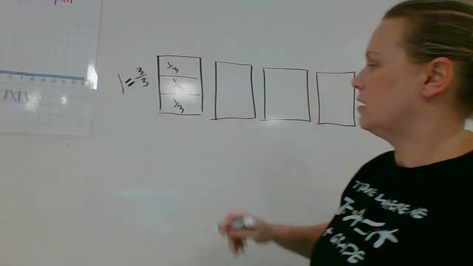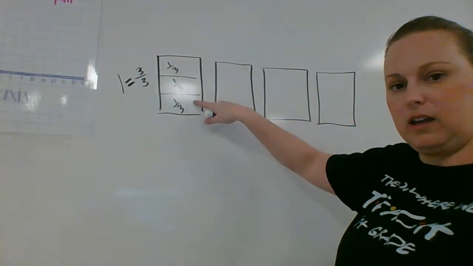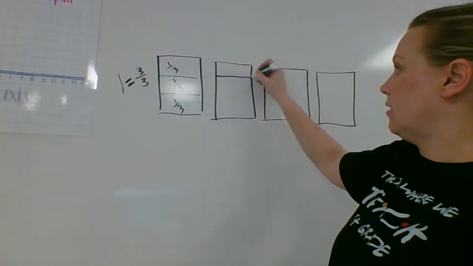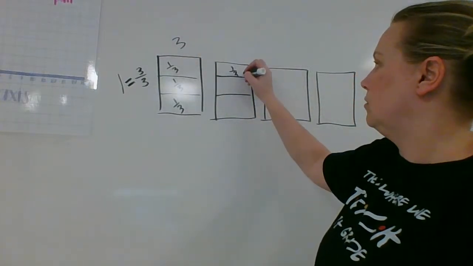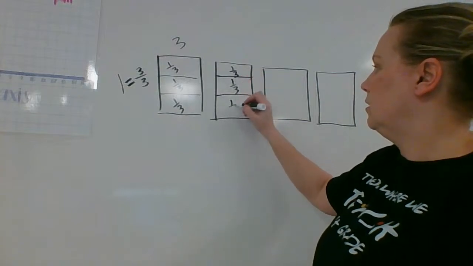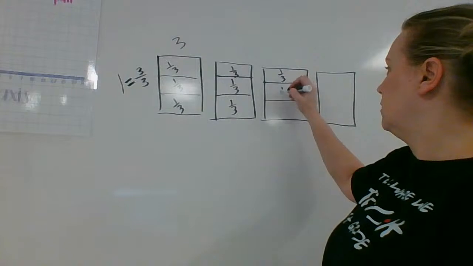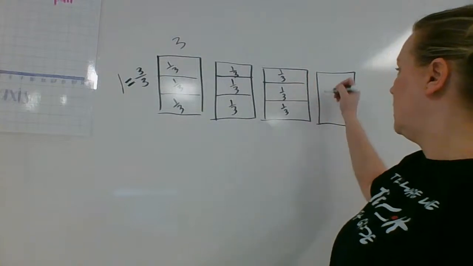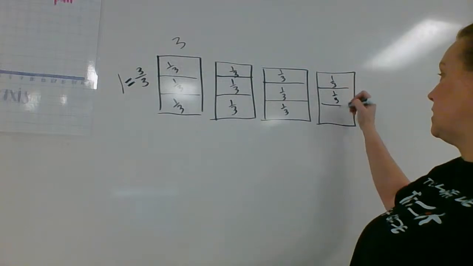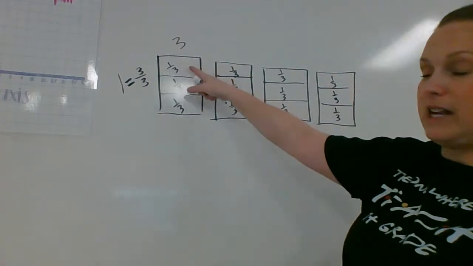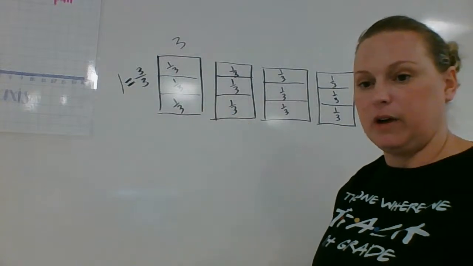And I get how many planters out of 1 bag? I get 3 out of this one. So how many am I going to get out of 2? How many am I going to get out of 3? And how many are we going to get out of 4? Because remember, each third represents a pot or a planter that she can fill with this much soil.